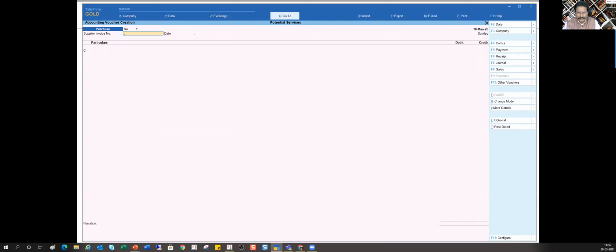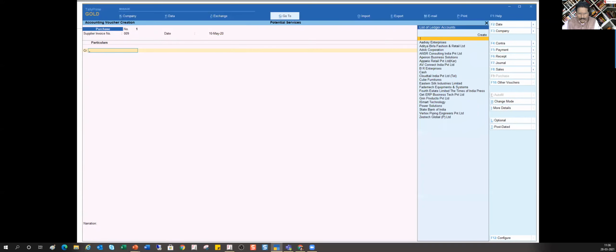Okay. So you will enter the supplier invoice number, whatever is the supplier invoice number. So maybe you can just say 009 as the supplier invoice number. The date will automatically take the voucher date. And this is very important when we start understanding the GST transaction. So I'm going to credit here. So I have to credit whom? I have to credit super traders, right?